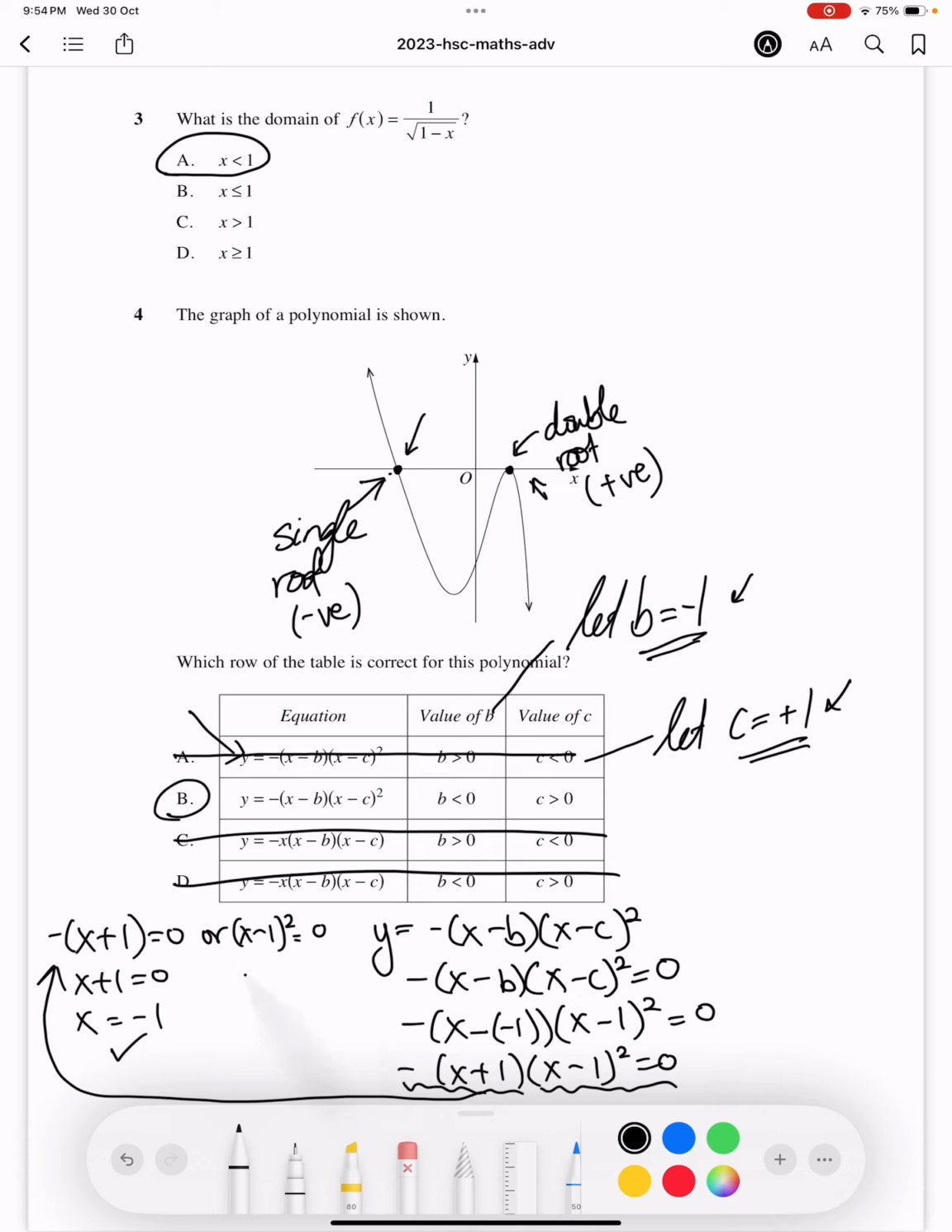x minus 1 all squared equals 0. To get rid of the square, we square root both sides. The square root of 0 is simply 0. And so this tells us that there is a double root occurring at x equals 1. That is still technically correct. This can easily be 1. It can be anything more than 1. But it does satisfy the equation and the conditions. And so that's why B is the correct answer for this question.